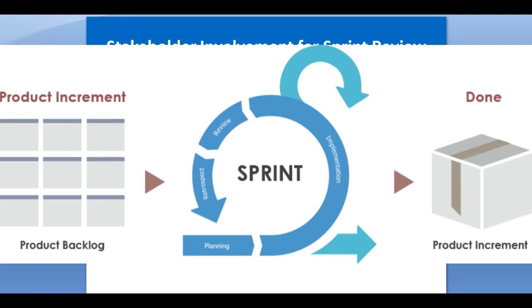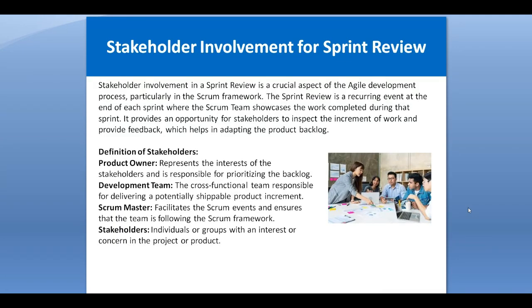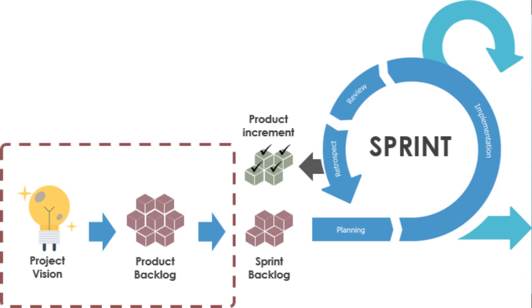So friends, sprint review is basically a meeting held at the end of the sprint, that means after approximately 1 month. It is a recurring event at the end of each sprint where the Scrum team showcases the work which has been completed during the sprint. It provides an opportunity for stakeholders to inspect the increment of work completed during the sprint and provide their feedback, which helps in adapting the product backlog. Now today we shall discuss how to involve the stakeholders for the sprint review.